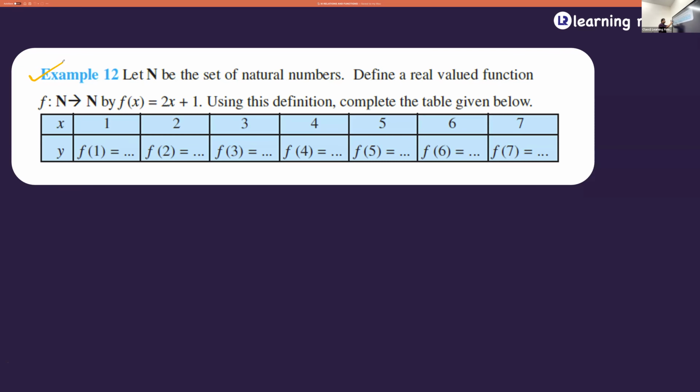So here x is equal to 1. I put x equal to 1 here. What will I get? 2. Basically, it forms an arithmetic progression. Define a real valued function f mapped from N to N given by f of x is equal to x plus 1. Using the definition, complete the table. It's simple. You need to just complete the table by plugging in the values.